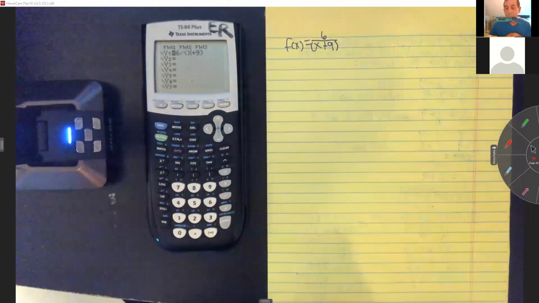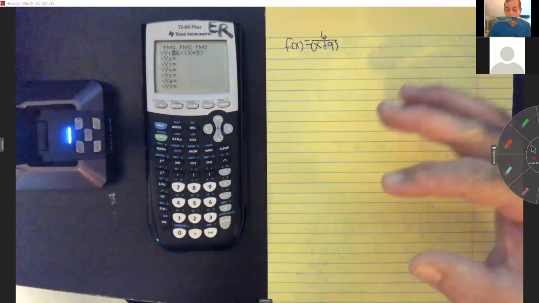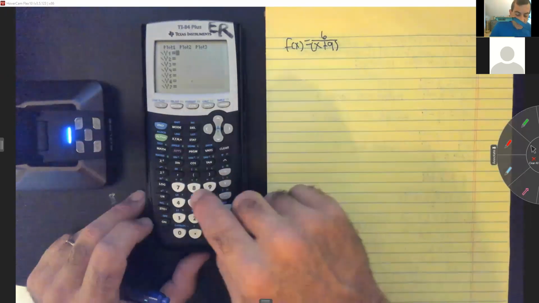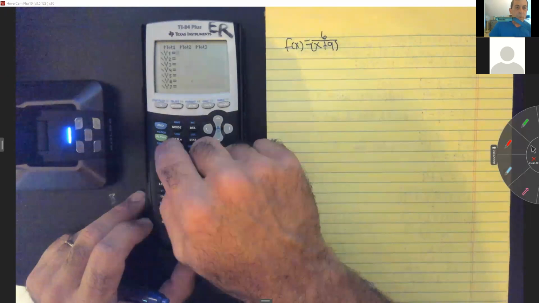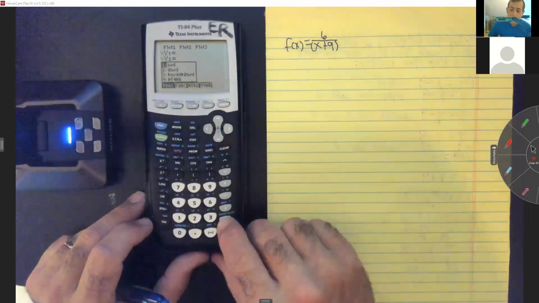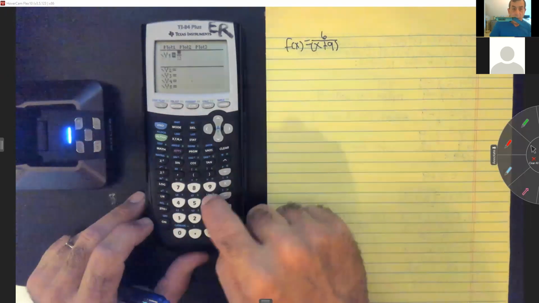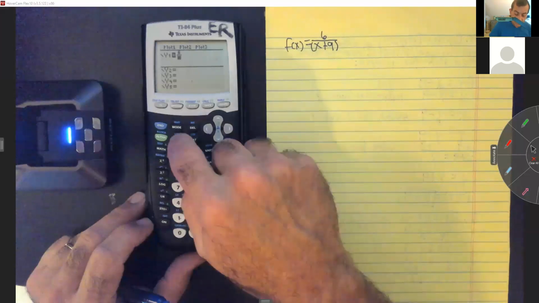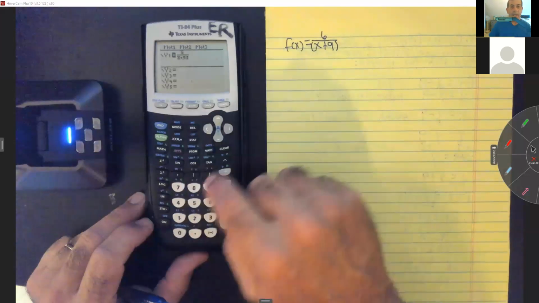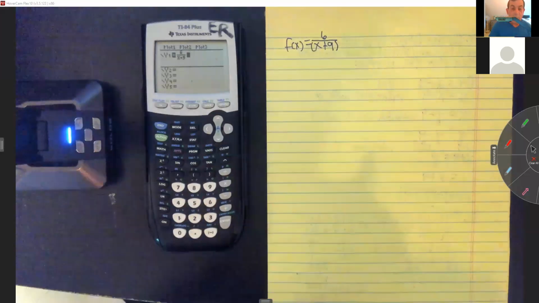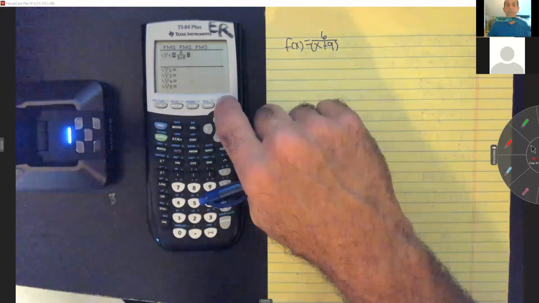Now, let me show you the other way you could have done this without the parentheses. I'm going to clear that. Remember, I can hit alpha y equals, and it'll pull up that box, and I hit enter. It'll make what I'm putting in actually look like a fraction, and then I can put in the x plus 9 like that. So either way, it'll work. What we want to do is hit graph.